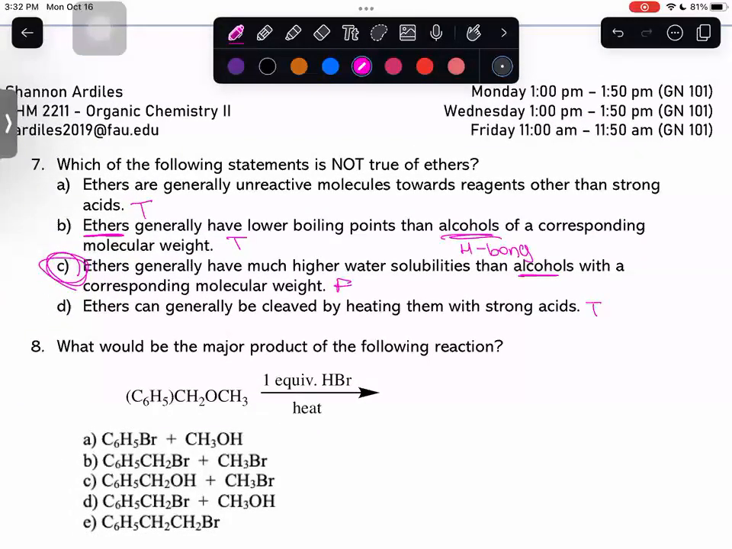Okay, questions on that one? Okay, so far we're good. Again, please be careful on the exam. You have to read each of the options carefully.